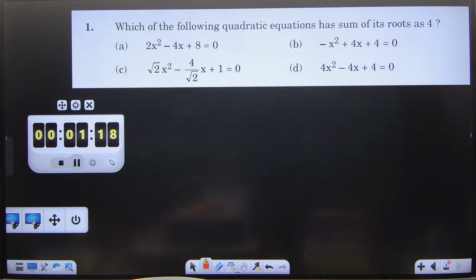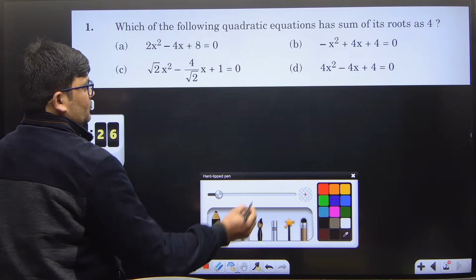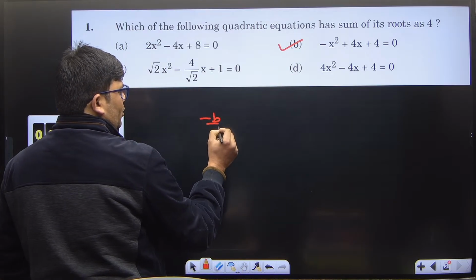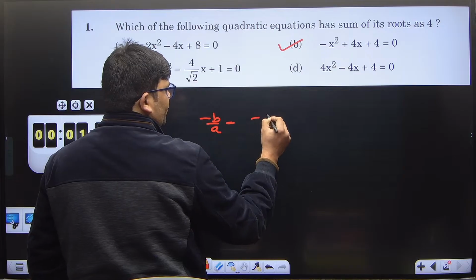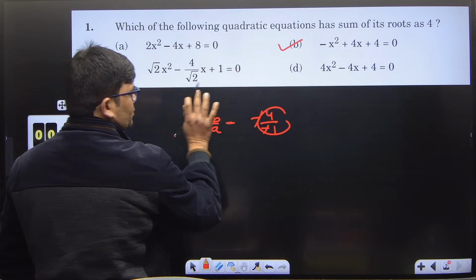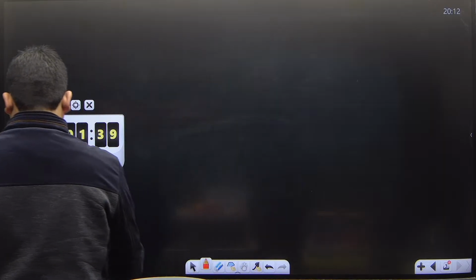बोलो। B. Okay, very good. Sir, B. Anjana, you got beta? Yes, sir. Minus B upon A. Do you see this? You have to substitute minus this, 4. B option. This should have been done in 30 seconds.